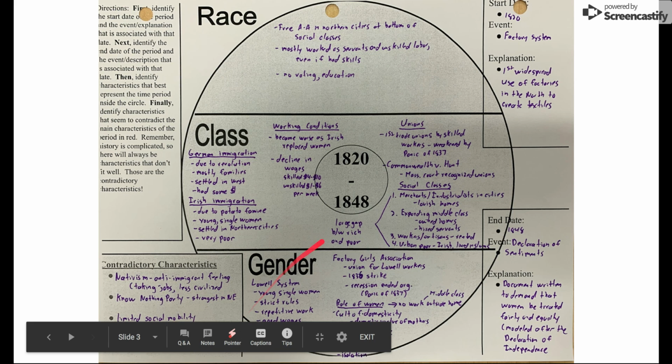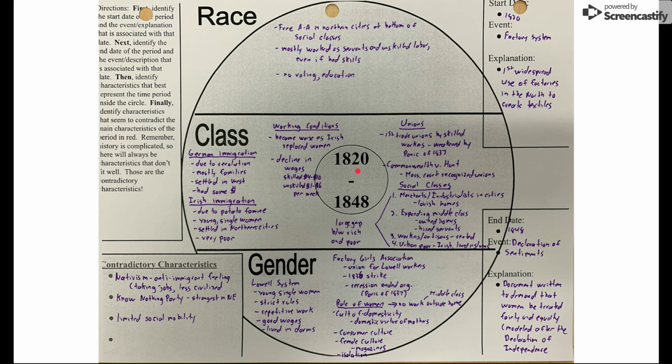Okay, so we're going to start talking about the time period of 1820 to 1848. This is going to start with the beginning of the factory system. So this is going to be focused around stuff happening in the North for the most part. And in the factory system, these factories were in the North, particularly New England.